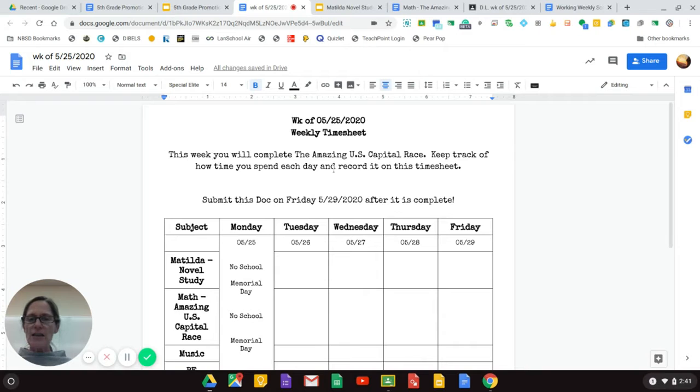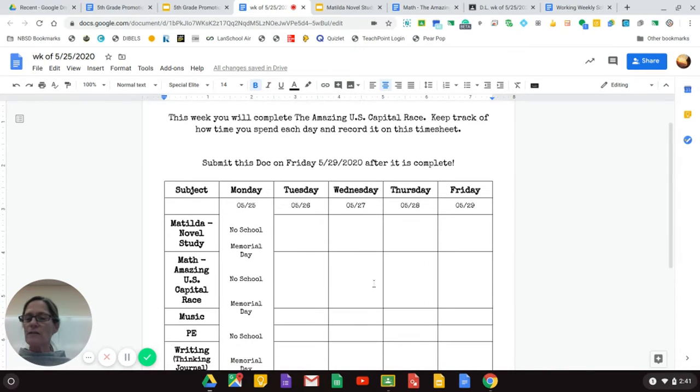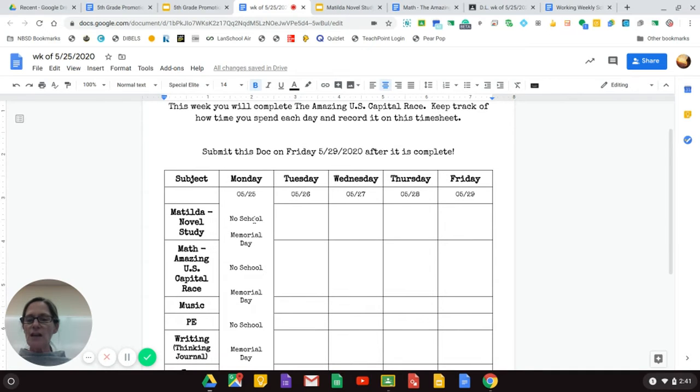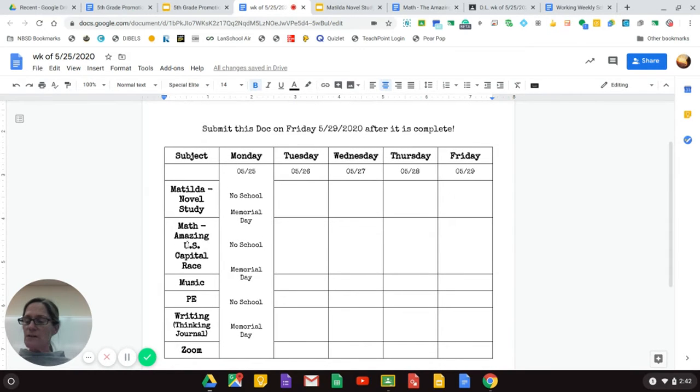It says here that you have to complete the Amazing Race and then keep track of the other stuff that you're working on. Okay. The Matilda novel study, there's no school on Monday. Keep track of the time that you work on it for each of those 3 days. Your math this week is going to be connected to your Amazing Race budget, so keep track of that. Music, PE, writing, and Zoom time. Okay, and remember, this gets turned in on Friday the 29th.